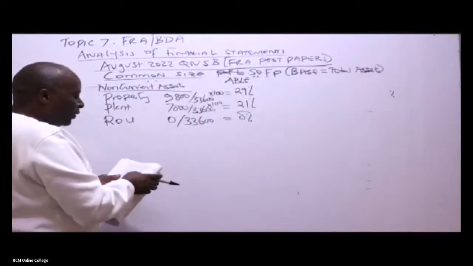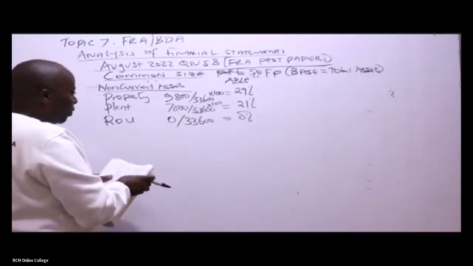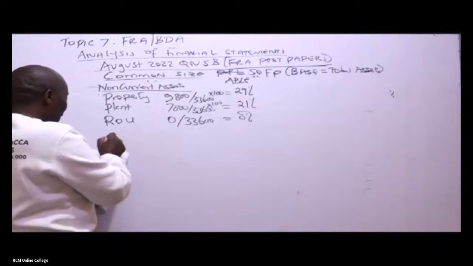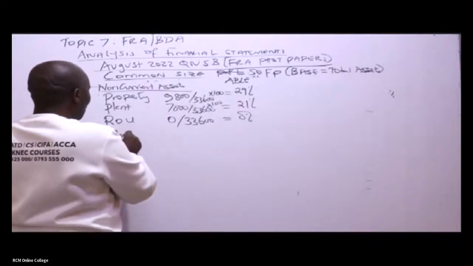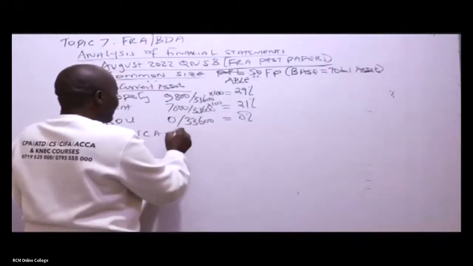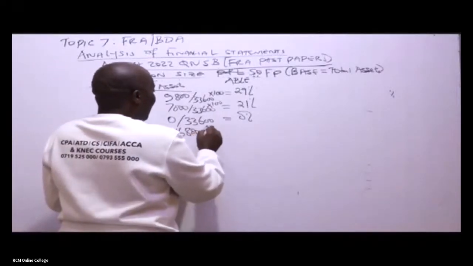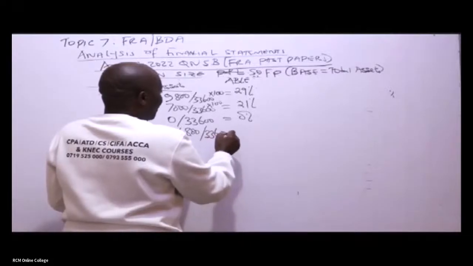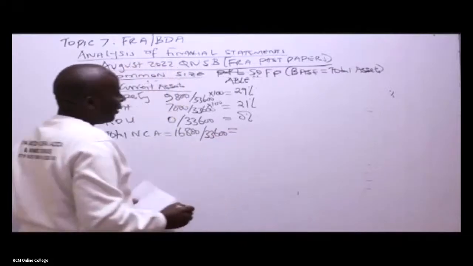All right. Then we have the total figure. Don't omit anything. So in this case here, we have the total non-current assets. I can see a figure of 16,800. Don't omit anything. Divided by 33,600, which will end up giving us what figure, ladies and gentlemen?